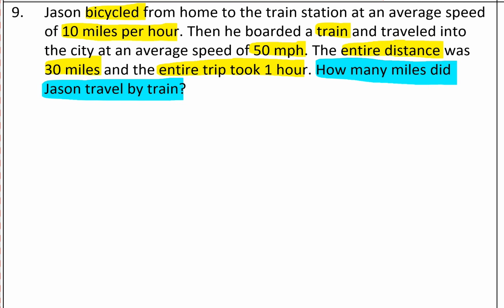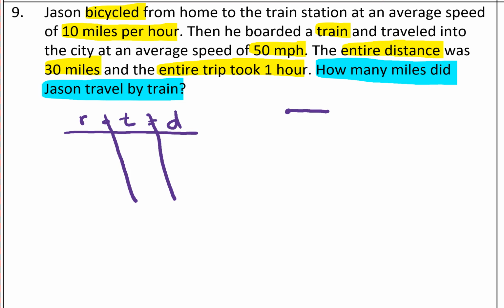So this is going to be one of our tables again. Anytime I see anything with distance, rate, and time, I'm going to use one of my tables to organize my information. And we have to kind of draw a picture to think about what's going on. So we have Jason. He gets on a bike and he travels a little distance. So this is on his bike. Then he stops and he gets on a train and travels the remaining distance.